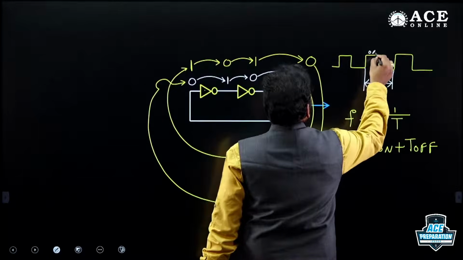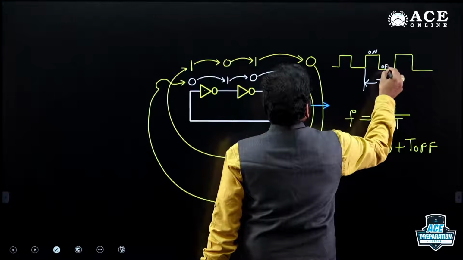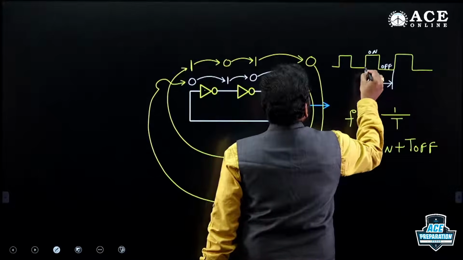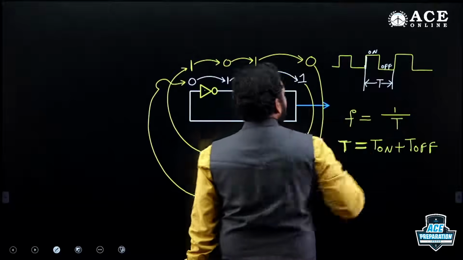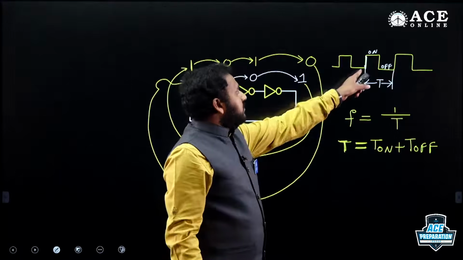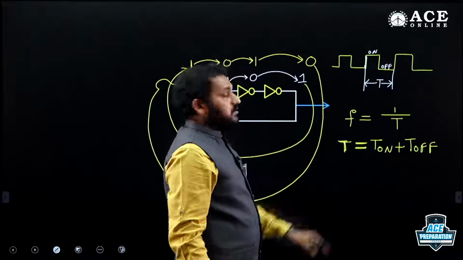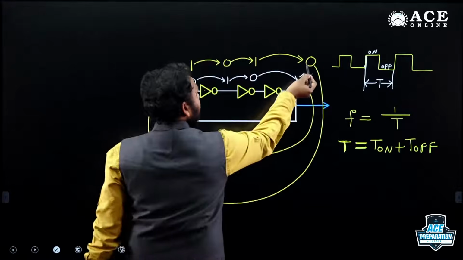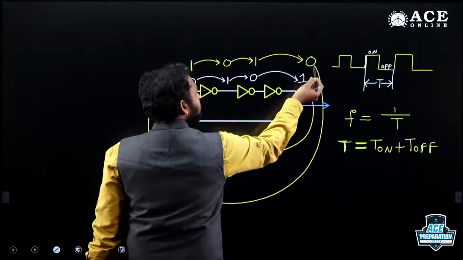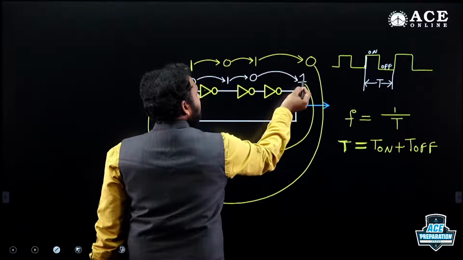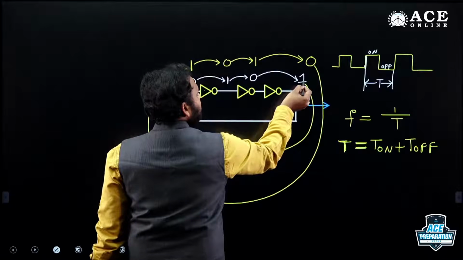This is the on time and this is the off time. Sir, what is on time? Assume this is a point where the output has been switched from 0 to 1. Just assume the new output is 1.